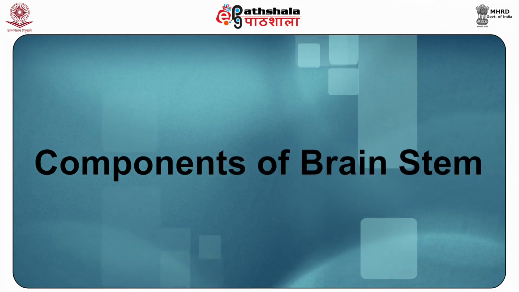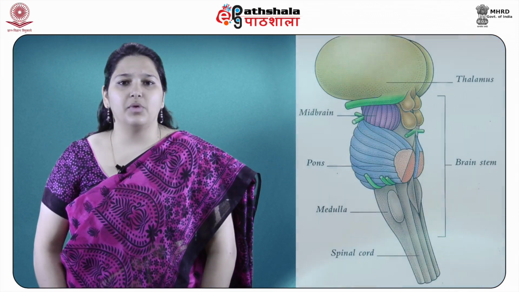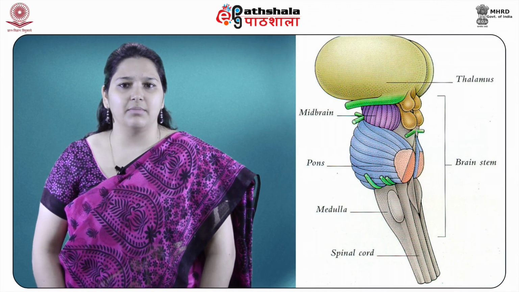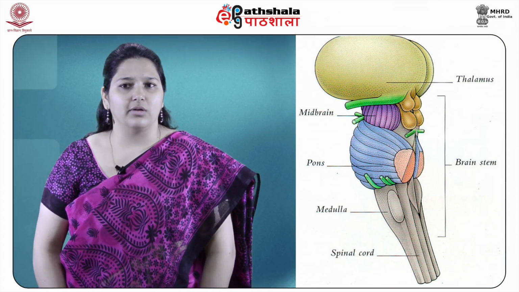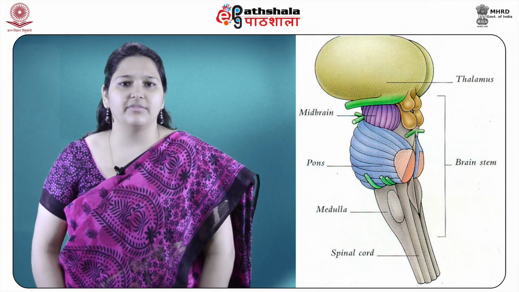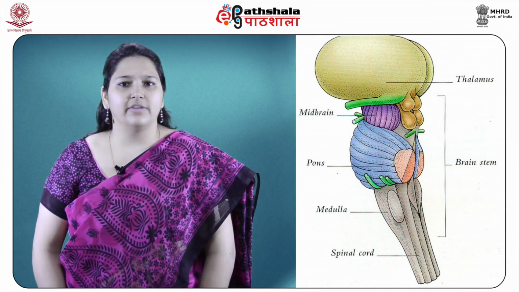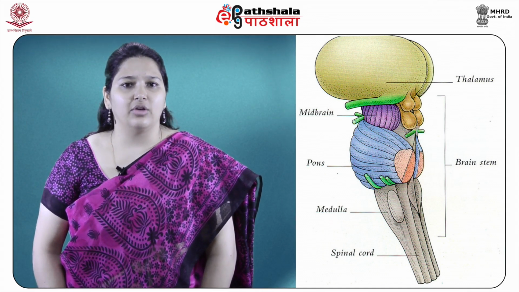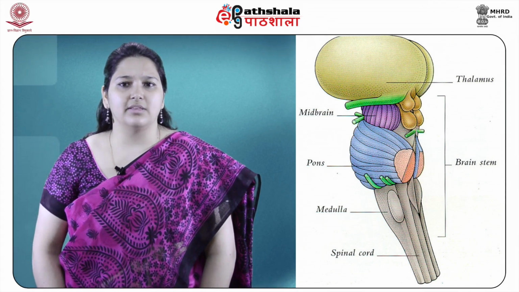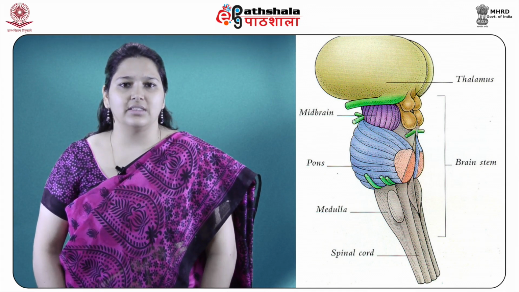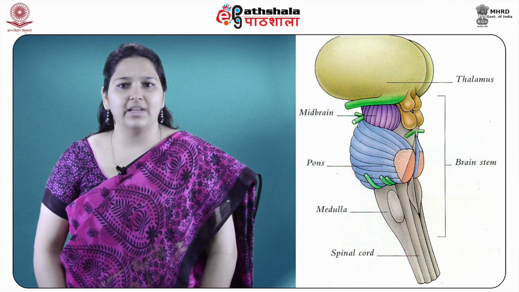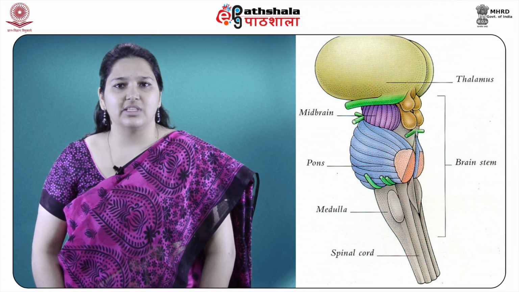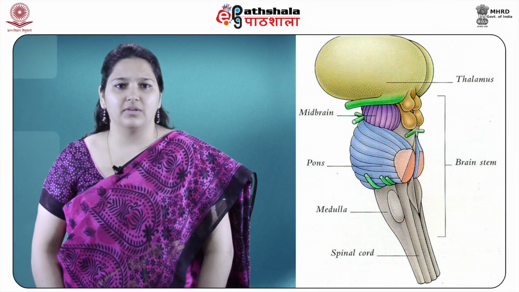Components of the brainstem. The brainstem connects the cerebrum with the spinal cord. It is the most primitive part of the brain and is involved mainly in regulating vital processes. At the bottom of the brainstem is the medulla oblongata, which has nerve centers that control many vital processes such as breathing and heartbeat.